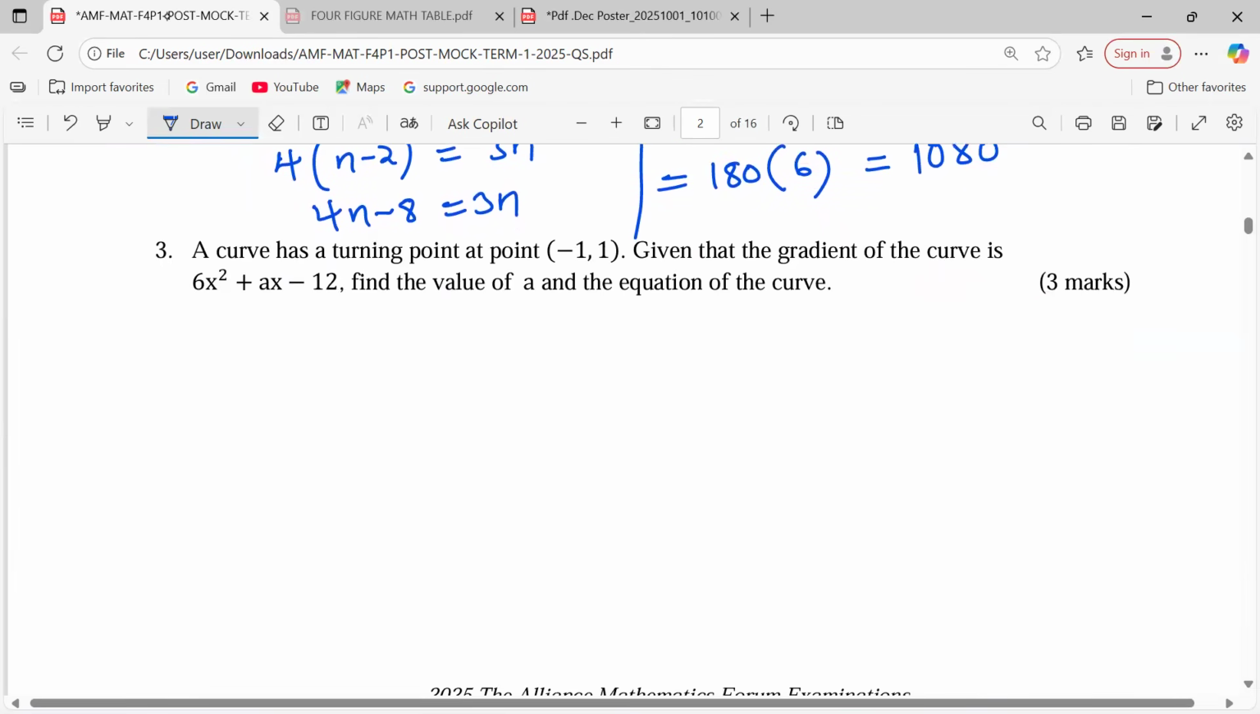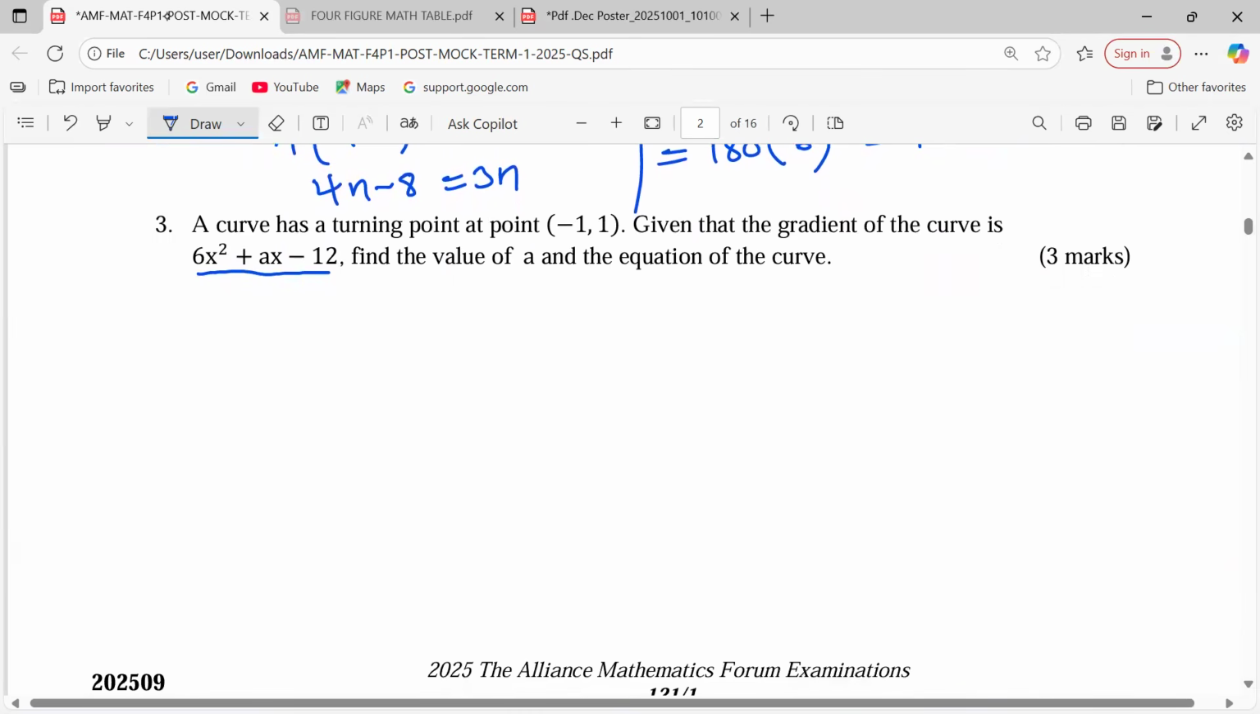Look at number 3. A curve has a turning point at point -1, 1. Given that this is the gradient of the curve, find the value of a and the equation of the curve. So for us to proceed here, we are supposed to know that the gradient function is dy/dx. This is the differentiated function, minus 12. That is the differentiated function.